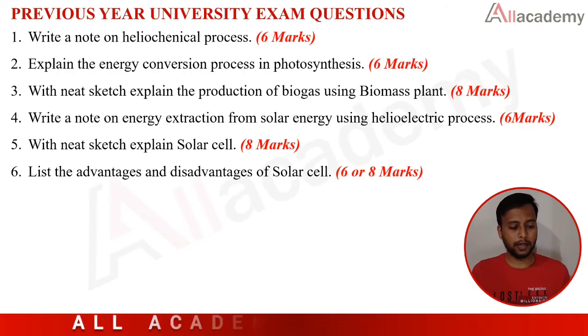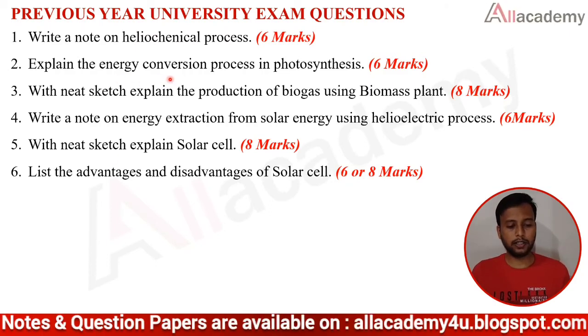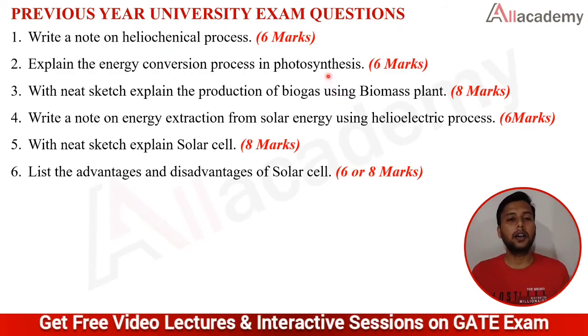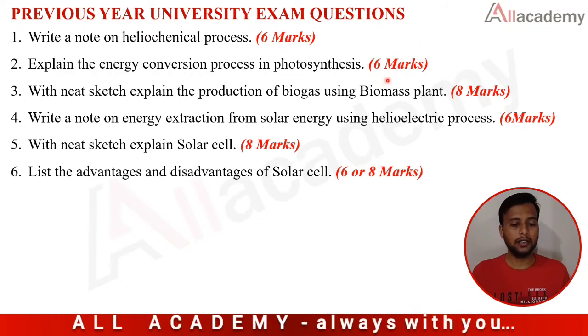The next one is: explain the solar energy conversion process in photosynthesis. You need to draw the plant, sunlight, chemical reaction. You need to write sunlight, carbon dioxide, water, and the photosynthesis direction. Then it will give glucose and oxygen. You need to write that, and explain how the process takes place. This question may be asked for 6 marks.